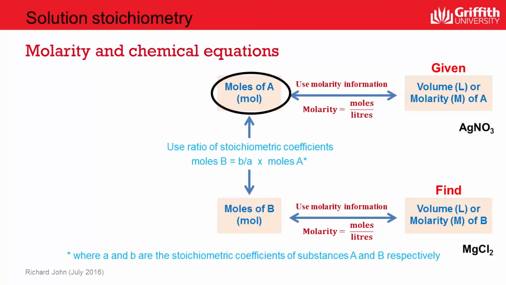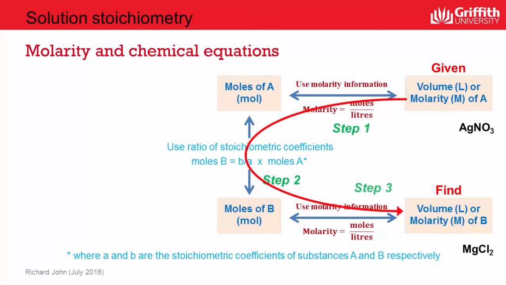We'll then calculate the moles of magnesium chloride that's required to exactly react with those number of moles by using the ratio of the stoichiometric coefficients. So that'll be step 2. And then finally, step 3, we will use molarity information here to find the volume of magnesium chloride. So we're going step 1, step 2, step 3 in this fashion here.